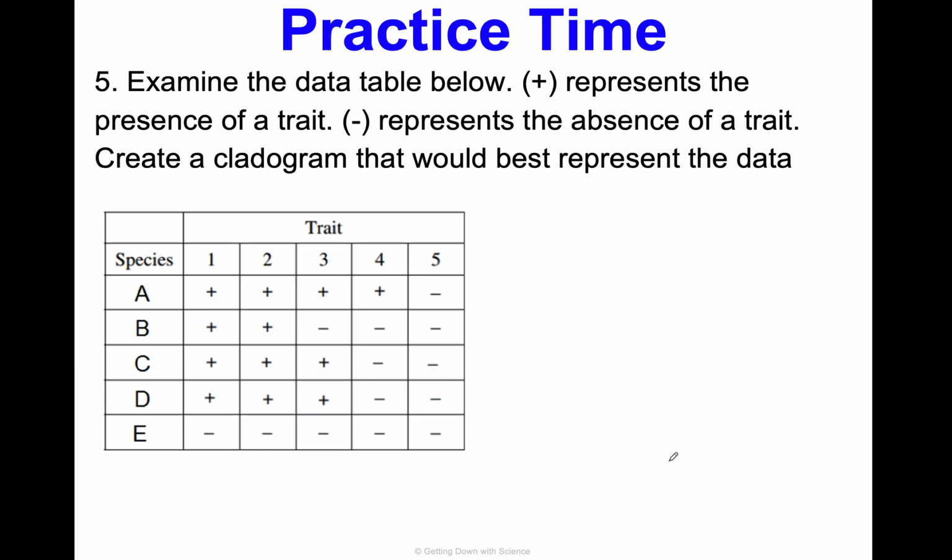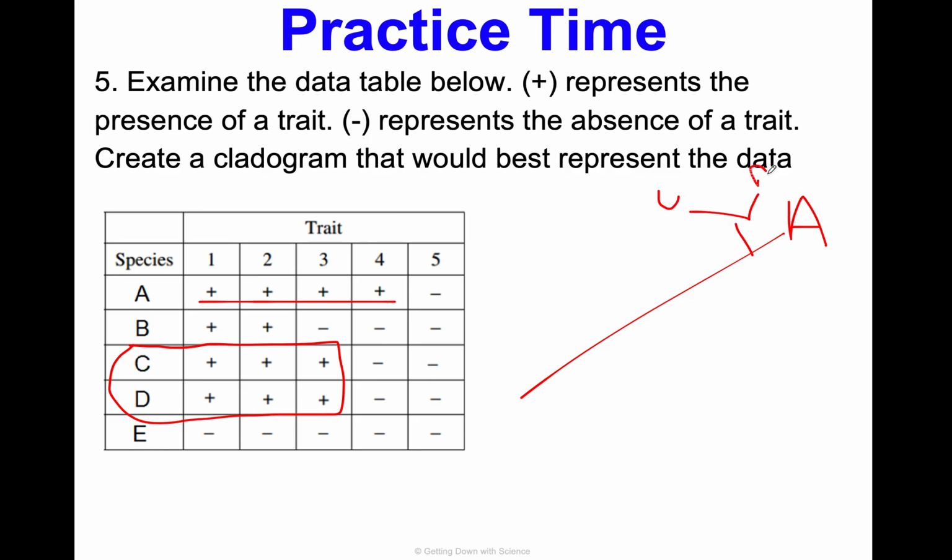All right, examine the table below. Plus represents the presence of a trait, minus represents the absence of a trait. Create a cladogram. Now, this one's interesting. Do they give us the answer? Yes, they do. Don't look. We're going to do the same thing, but you can see here, A has the most positive traits, so we're going to put that up here. But you'll notice that C and D have the same number of traits. So that's when you're going to do C on one side, D on the other.